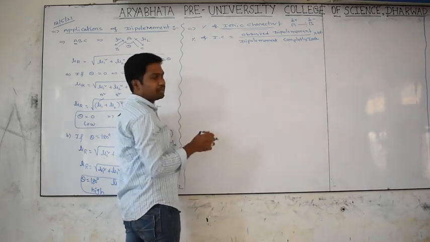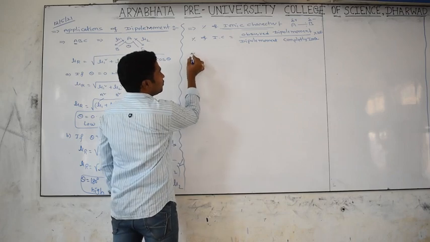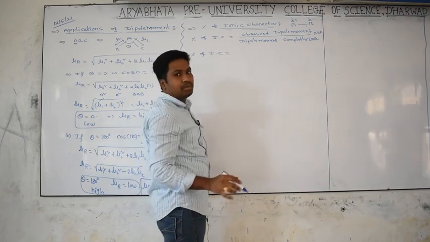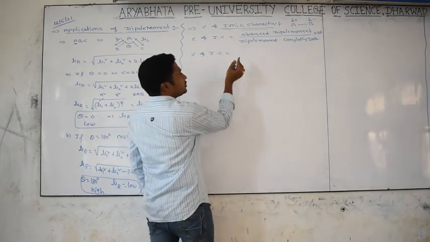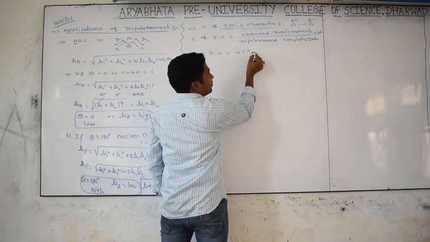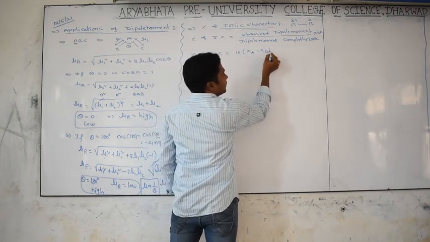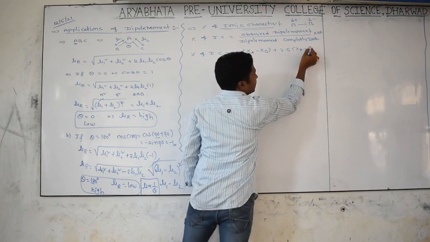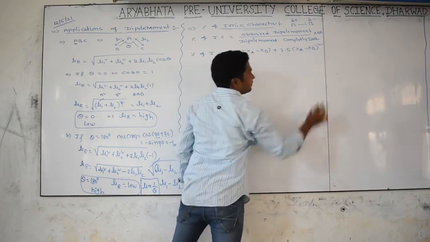It is important from the competitive point of view. We have one more formula in terms of electronegativity. The percentage of ionic character is equal to 16 into (XA minus XB) plus 3.5 into (XA minus XB) whole square.